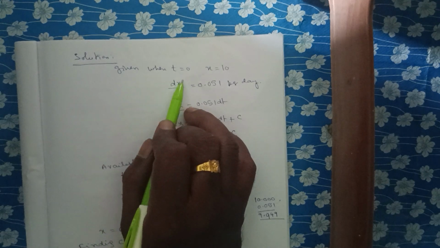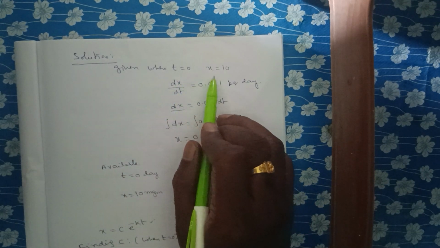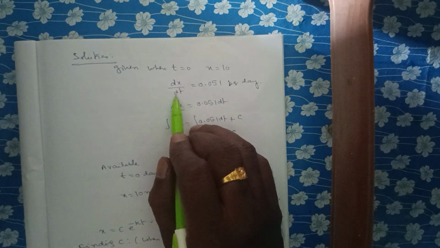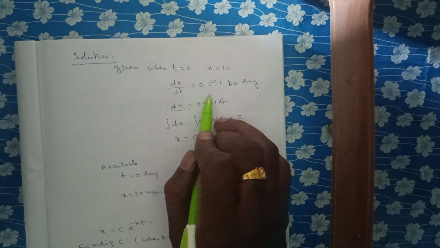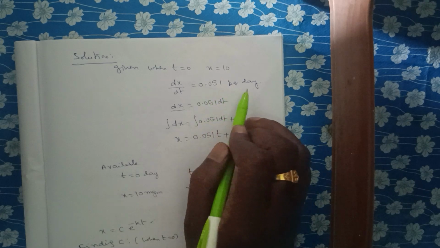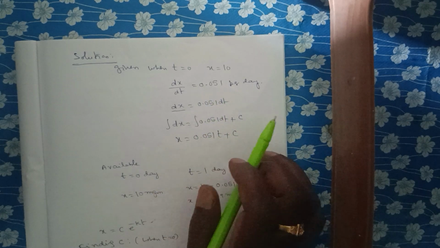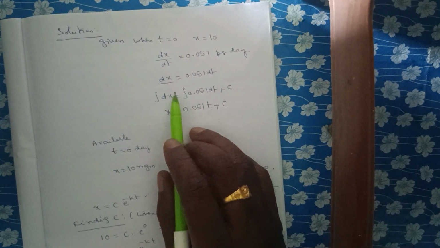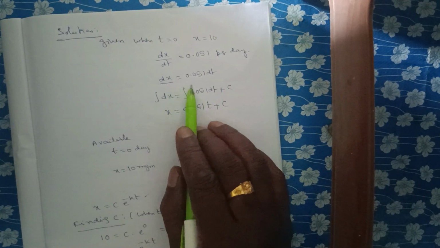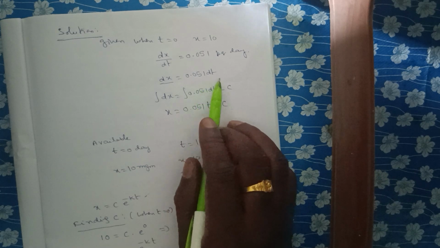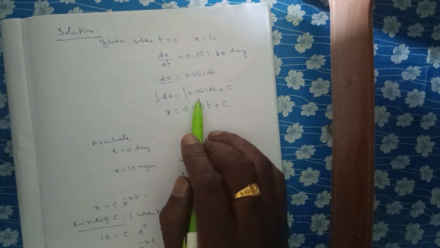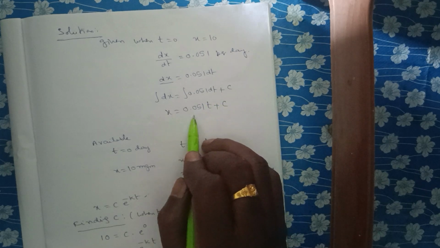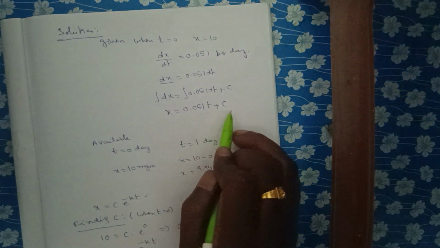Given that at time t equal to 0, the amount of substance x is equal to 10. Then the rate of disintegration is given: dx by dt is equal to 0.051 per day. So dx is equal to 0.051 dt. Integral of dx is equal to integral of 0.051 dt plus c. So x is equal to 0.051 t plus c.